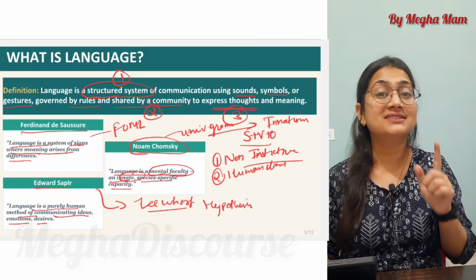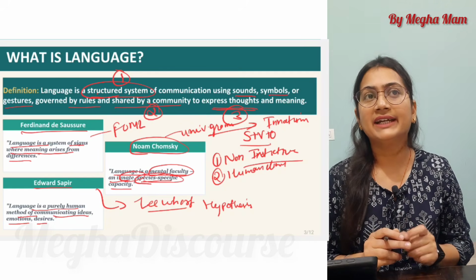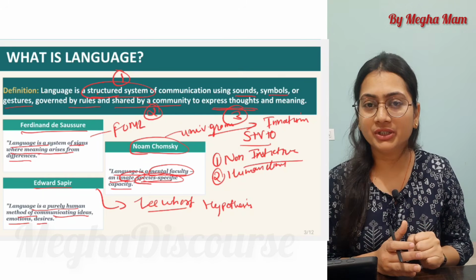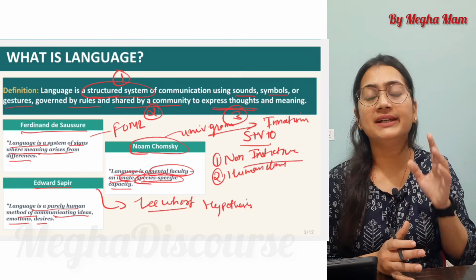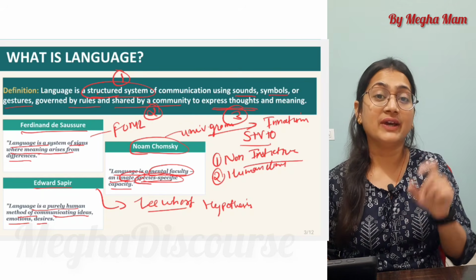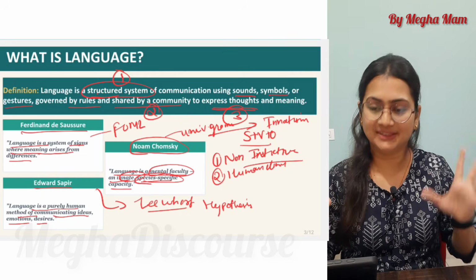What is species specific? Again, the same idea like Edward Sapir, that only the human can communicate. Only the human can communicate. Animals cannot communicate like human beings. Okay, they use gestures, non-verbal communication. That's why this is the only ability in human. Okay, so this is the language concept.